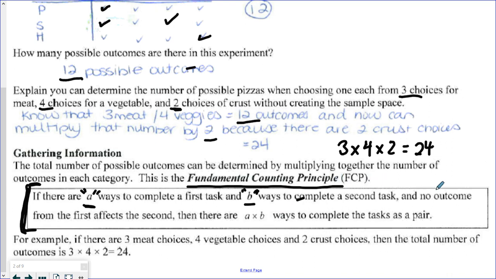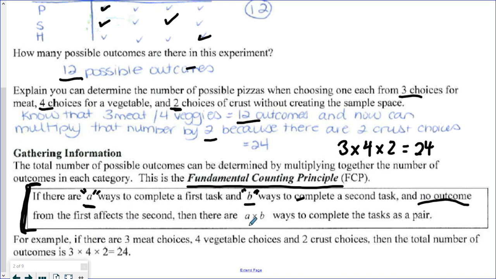And no outcome from the first affects the second. So that's important. It's not saying there are 3 choices for meat on the pizza and 4 choices of bread for a sandwich where if you picked a pizza, you don't have to worry about the sandwich situation. But that's important and we'll see why a little bit more later. But no outcome from the first affects the second.